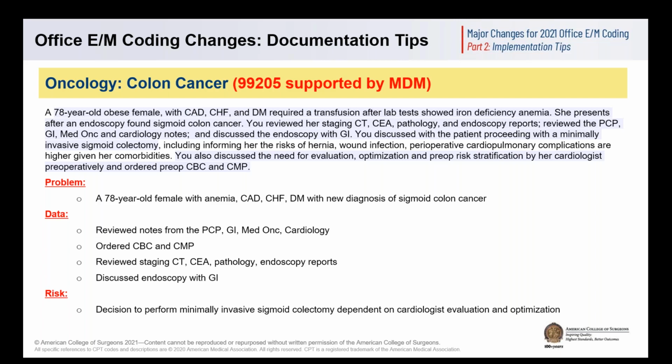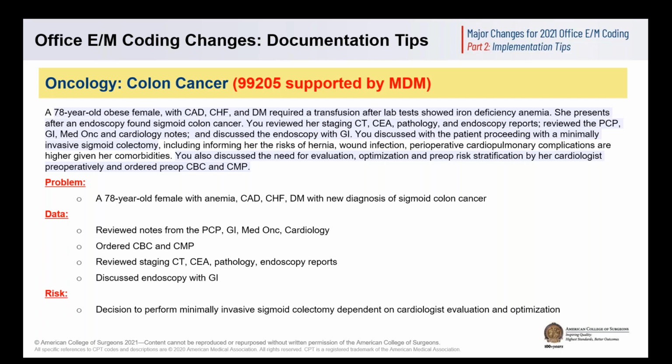The surgeon reviewed the staging CAT scan, the CEA, the pathology, and the endoscopy reports. The surgeon also reviewed the primary care physician notes, the GI notes, the medical oncology notes, and the cardiology notes. Then the surgeon discussed the endoscopy with the gastroenterologist. The surgeon then discussed with the patient proceeding with a minimally invasive sigmoid colectomy. The additional risks were also discussed, and then additional discussion around the need for evaluation and optimization and pre-op risk stratification by the cardiologist were also had. And then the surgeon also ordered a preoperative CBC and CMP to reassess the anemia, as well as some other abnormalities that could be seen with the CMP prior to proceeding with surgery.